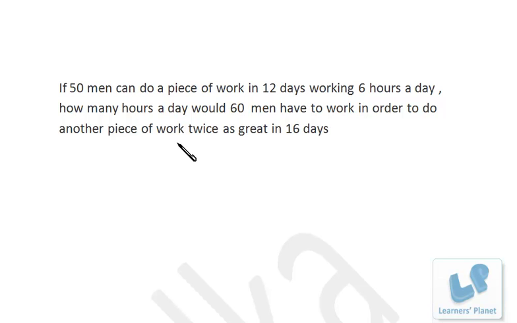Now this is a problem based on the unitary method, right? Here we have men, days, hours, and work amount. 50 men can do a piece of work in 12 days while working 6 hours a day. How many hours would 60 men have to work in order to do another piece of work twice as great in 16 days? Suppose this is 1 unit of work, then this is 2 units of work, right?